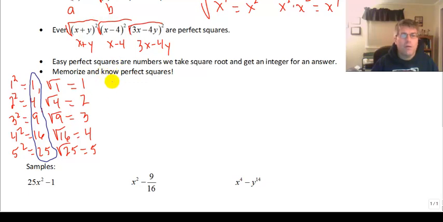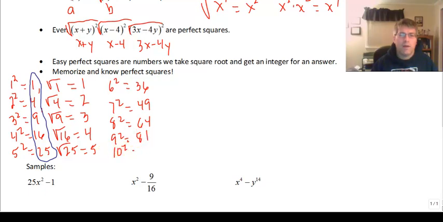I'm going to hold you to knowing and memorizing all these perfect squares. 6 squared is 36. 7 squared is 49. 8 squared is 64. 9 squared, 81. 10 squared is 100. So you'll need to know that the square root of 36 is 6. The square root of 49 is 7. The square root of 64 is 8. Because this is some quantity squared, we're going to want to undo that. So again, I'm going to hold you for recognizing these perfect squares. And I'm going to continue.